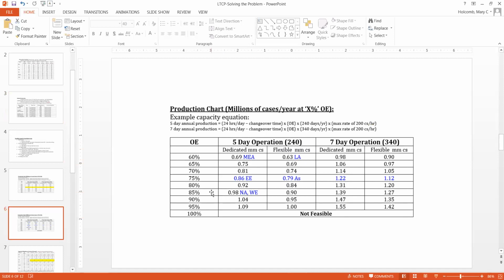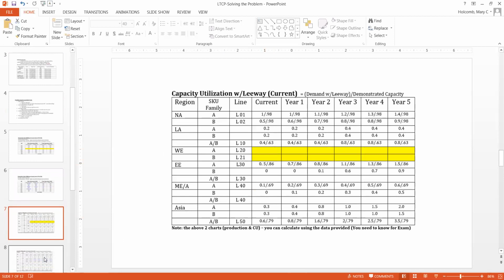So we know that North America is 85% operating efficiency along with Western Europe. That just gives us one less table to have to check because there are so many moving parts to this type of analysis. And so I might recommend that you do this when you're doing your homework and also during the exam.